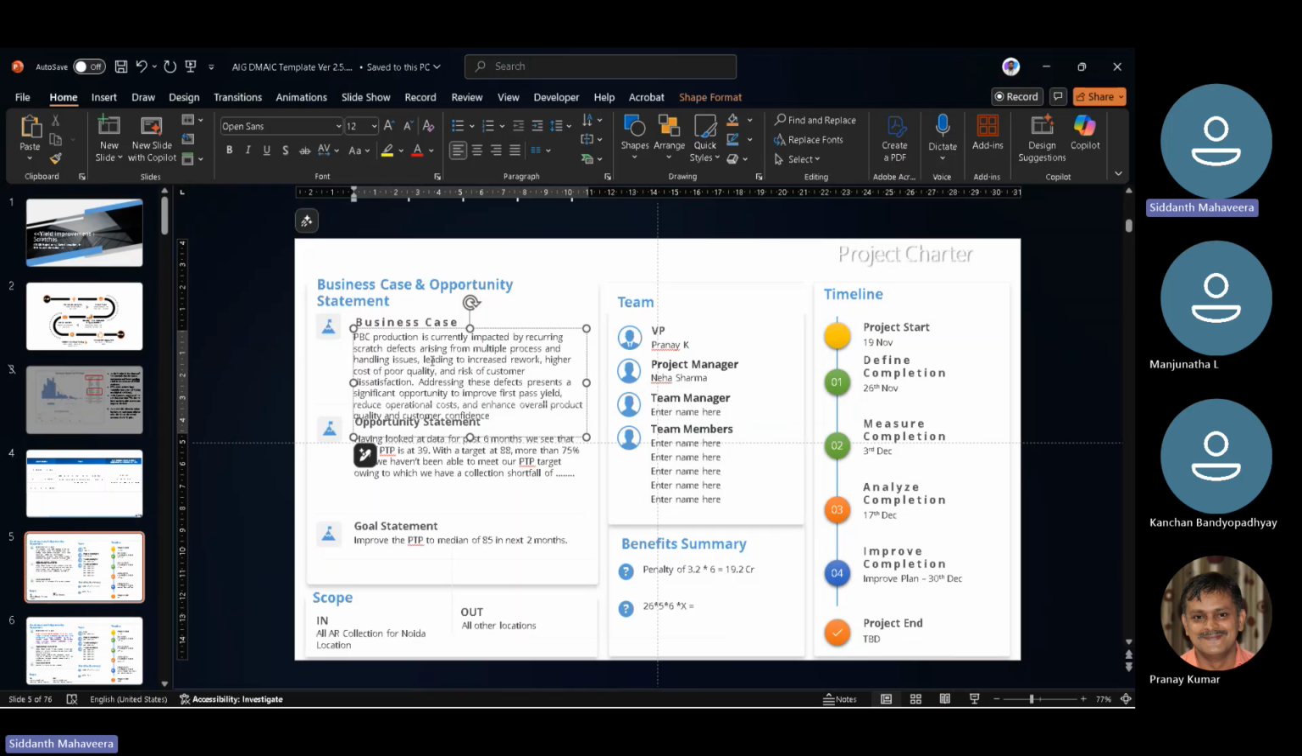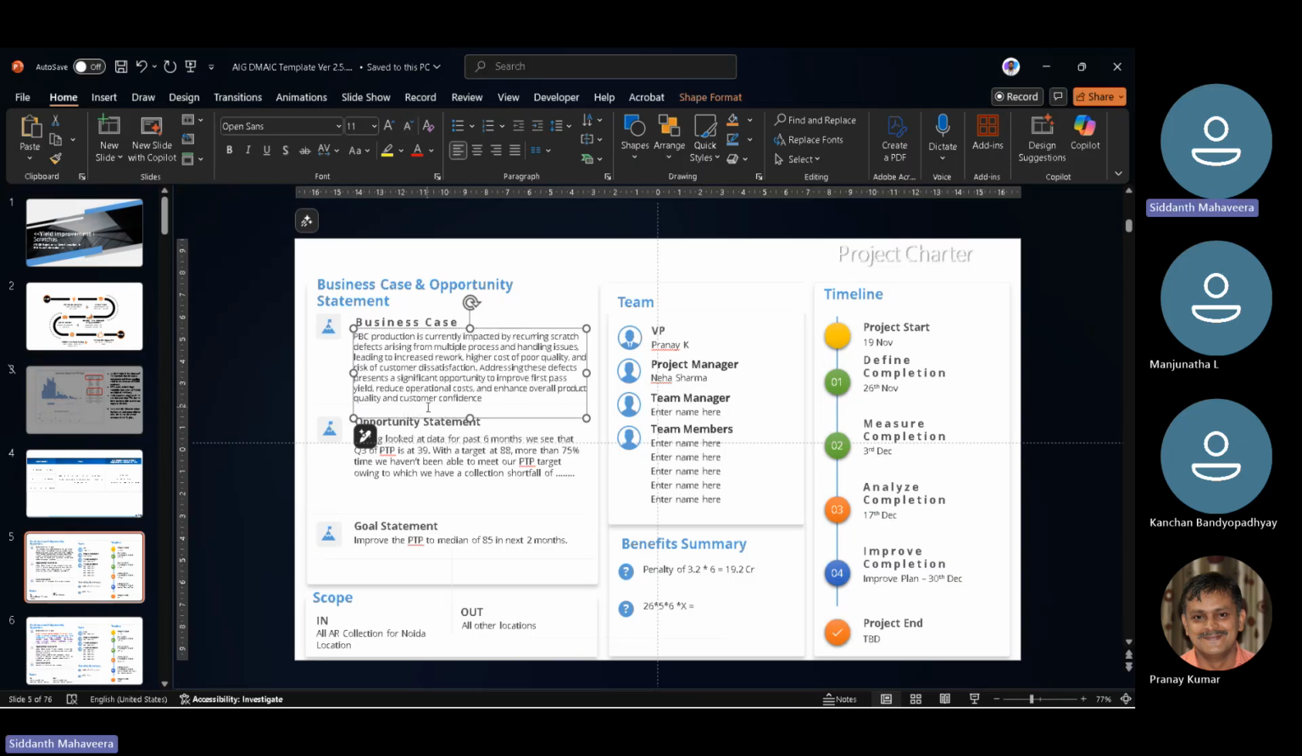PCB production is currently impacted by recurring scratch defects arising from multiple process handling machines, leading to increased rework, higher cost of poor quality, and risk of customer dissatisfaction. Addressing these defects is a significant approach to improve first pass yield, reduce operational cost, and enhance overall product quality and customer confidence. Yes, this looks good.